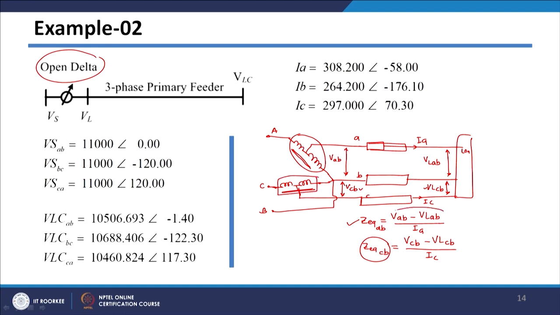So this equation you remember: VAB we already know, and the load center voltage VLAB we know. So this voltage minus this voltage divided by the IA current will give me Z equivalent AB. Similarly, for VCB, the negative of this voltage minus the negative of this voltage, divided by your IC current, will give me the second.